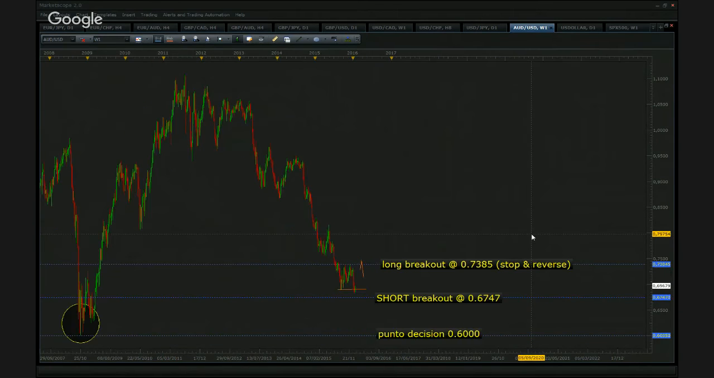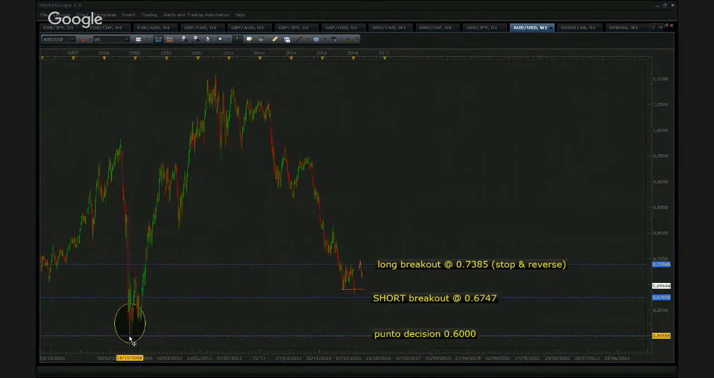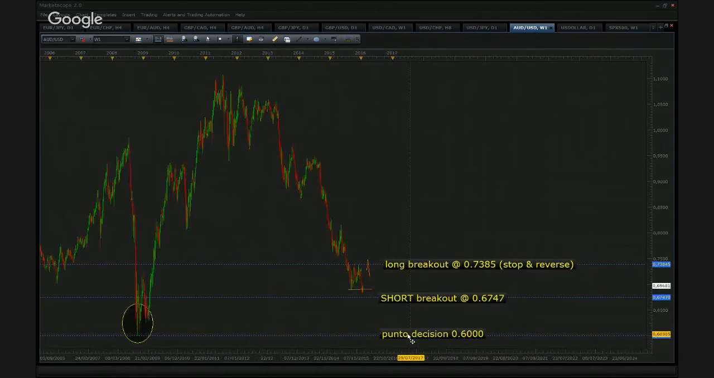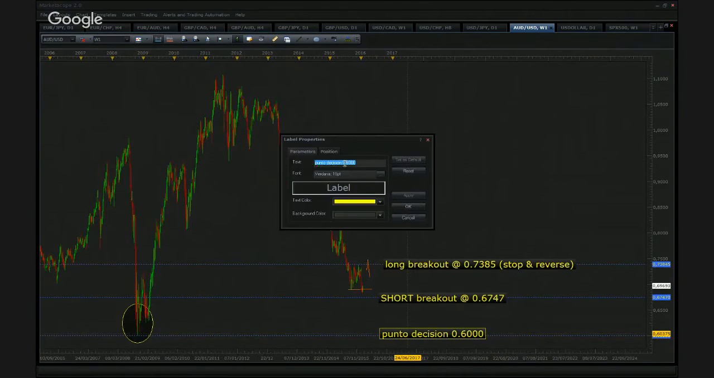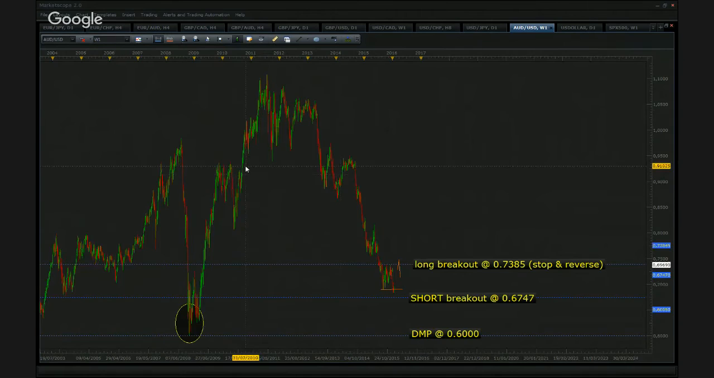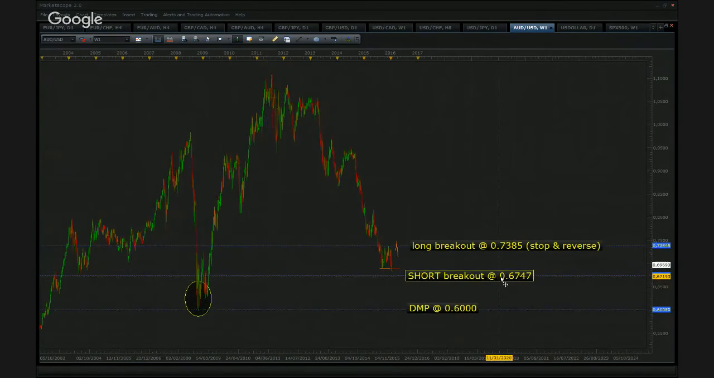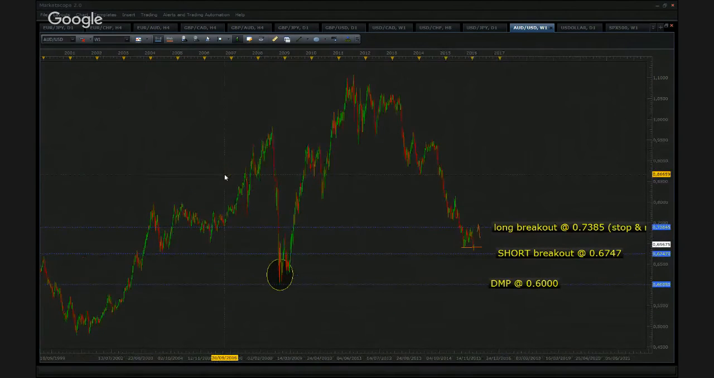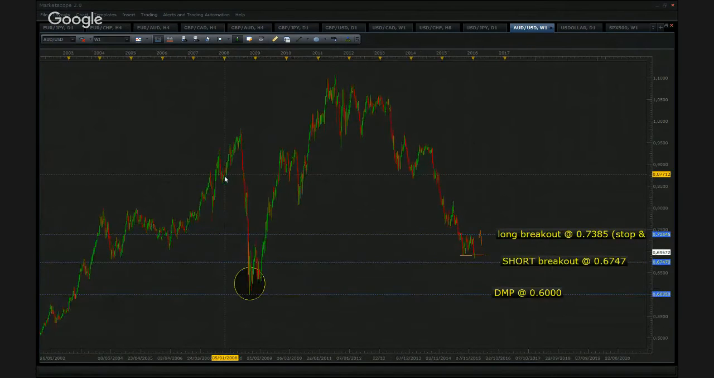The levels have been from the low of the crisis of 2008. This is a decision-making point again, 0.16. Keep an eye on that. That's a decision-making point, 0.60. And then the other levels are 0.67 and 0.7385. This is dollar CAD, guys. Dollar, Aussie dollar, sorry.